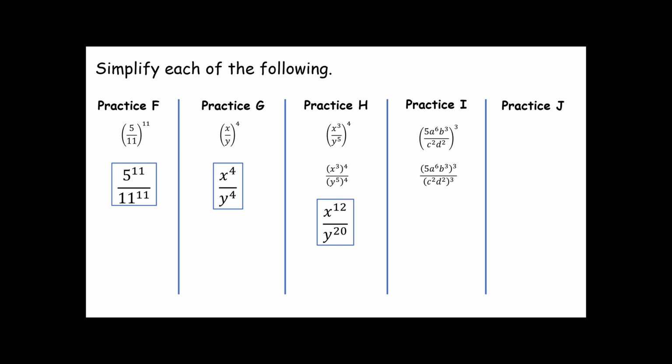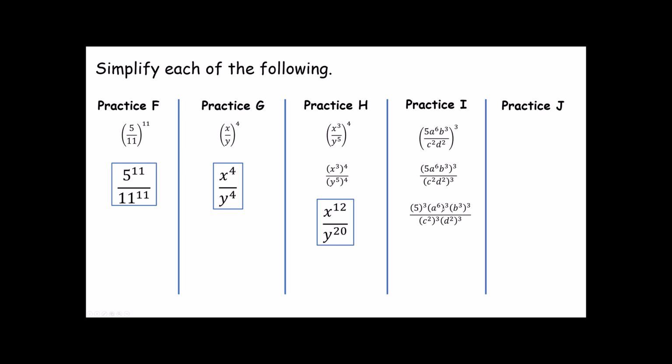And using our power of a product property from our last lesson, I know that whatever's on the outside of this parentheses has to go with everything on the inside, and whatever's on the outside of this has to go with everything on the inside. So the 5 gets the 3, the a to the 6th gets the 3, the b cubed gets the 3, the c squared gets the 3, the d squared gets the 3. And then I just work that out.